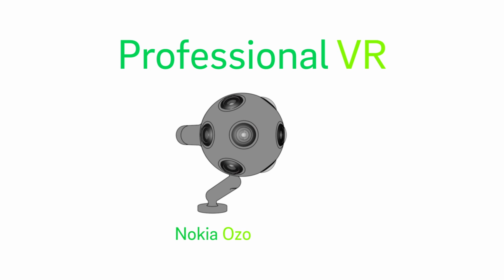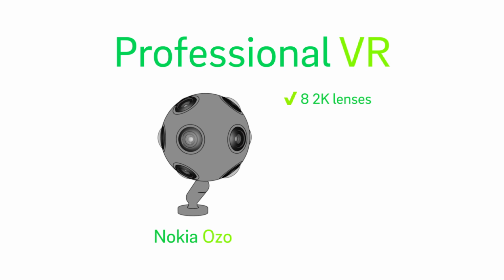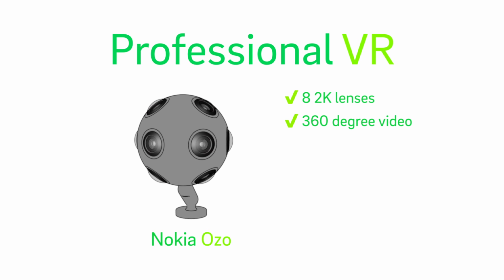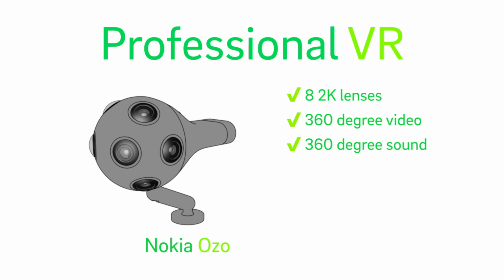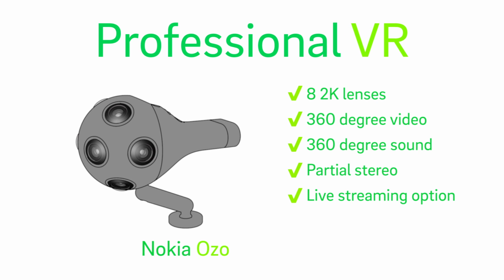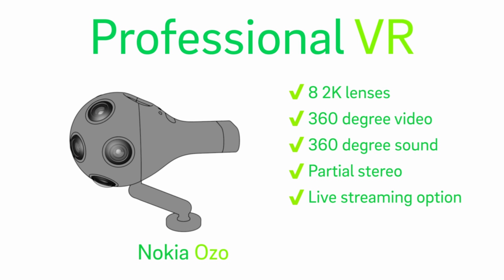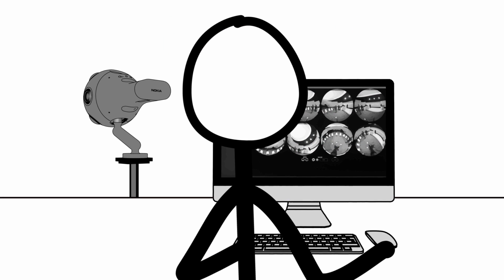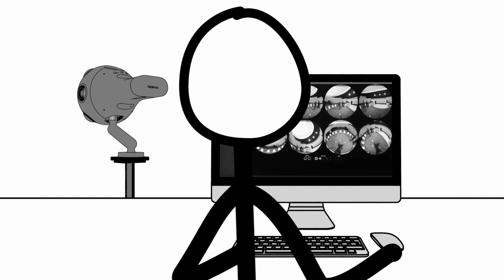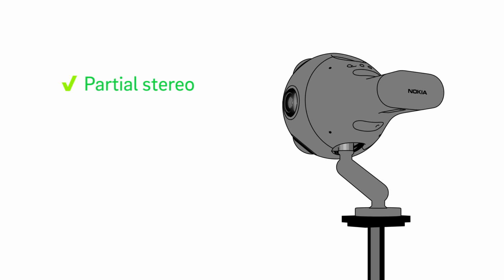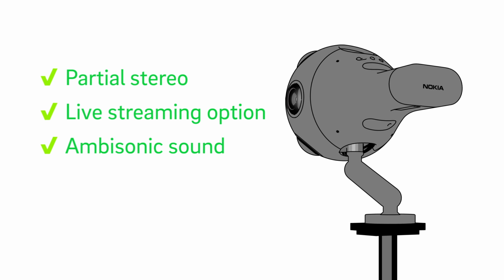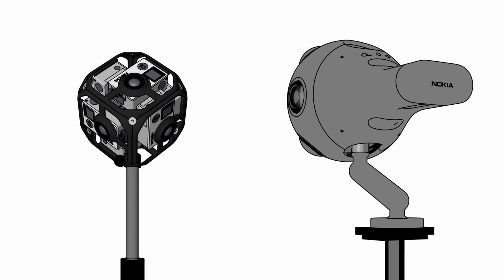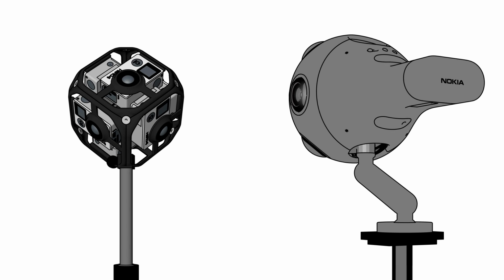The Ozo has 8 2K lenses that capture 360-degree video and 360-degree surround sound. It is capable of partial stereo, and with accessory gear, you can even live stream with this camera. If we had to choose one camera, we'd pick the Ozo, because it can capture partial stereo, stream a live feed, and capture ambisonic sound all at the same time. But the Omni is a solid runner-up, and it's more affordable.